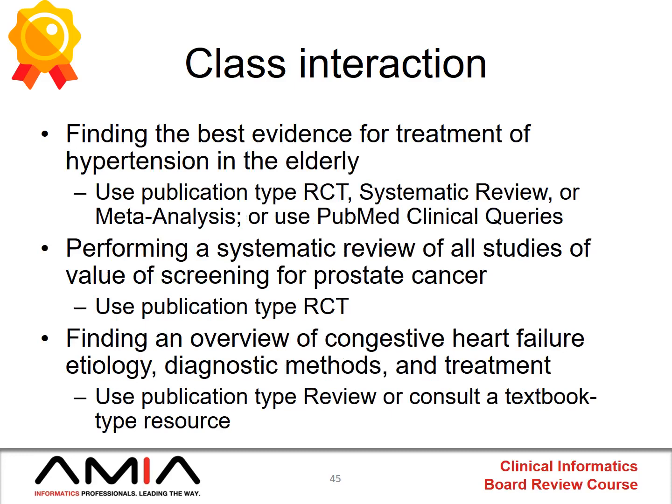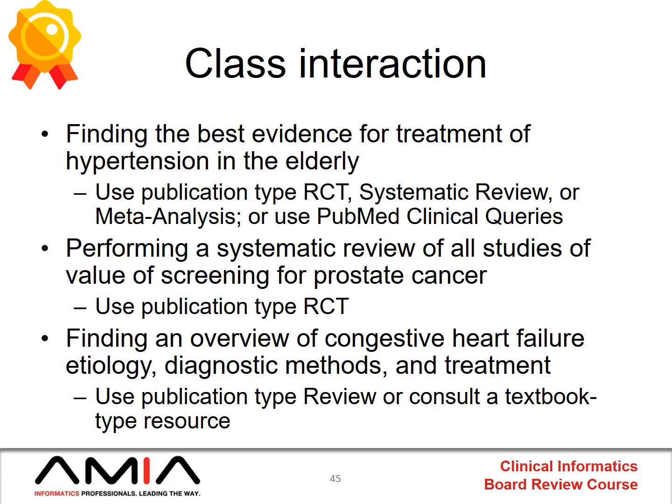Well, let's start with the first one, finding the best evidence for treatment of hypertension in the elderly. So this is a question of intervention or treatment, and we answer it with the best evidence, which is either a randomized controlled trial or a systematic review of randomized controlled trials. So we can use the various publication types, randomized controlled trial, systematic review, or meta-analysis. We can also use the clinical queries function of PubMed, which performs some of the publication type searching in the background for us.